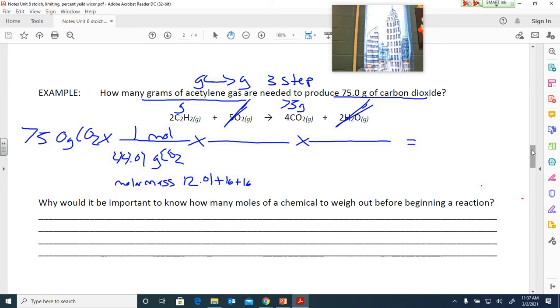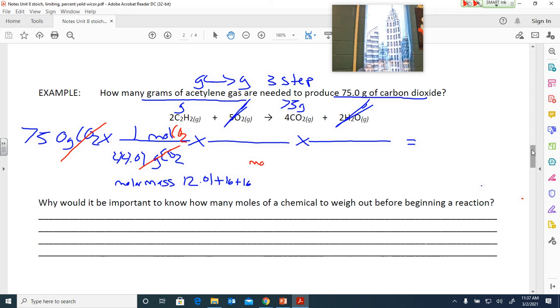Now, at this point, and this is still carbon dioxide up here, remember? So I didn't change substances. We never changed substances in our previous unit. It was just grams to mole of the same substance. So I have grams of CO2 here, and they cancel. And now I have moles of CO2 up top. Well, I don't even want CO2. I want acetylene gas, so I'm definitely not done.